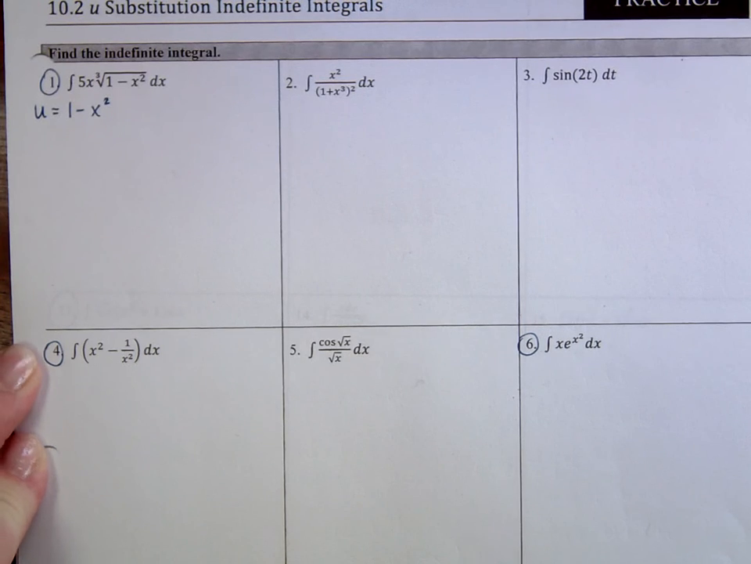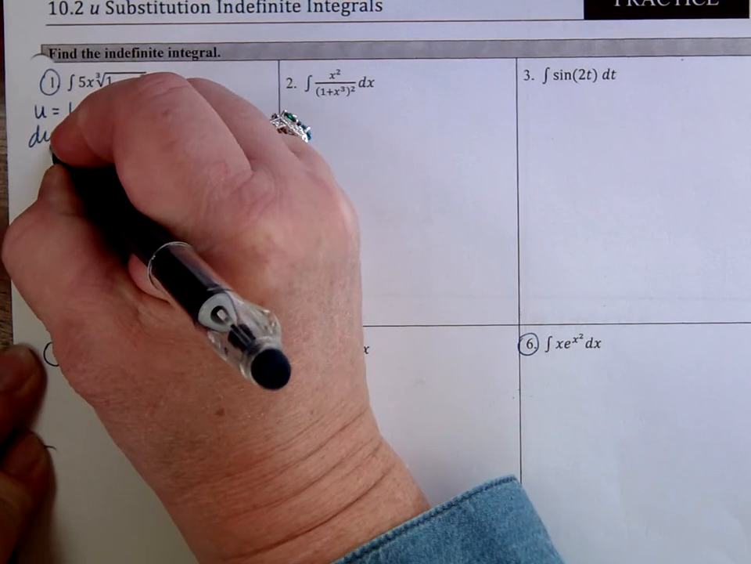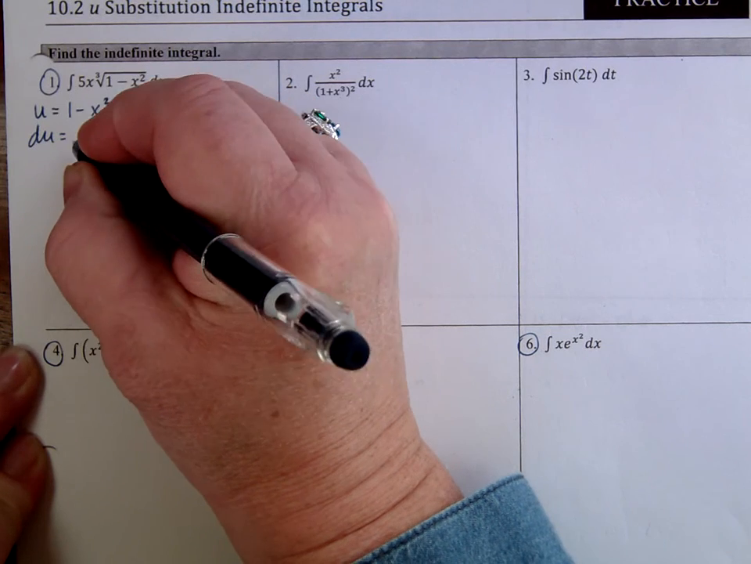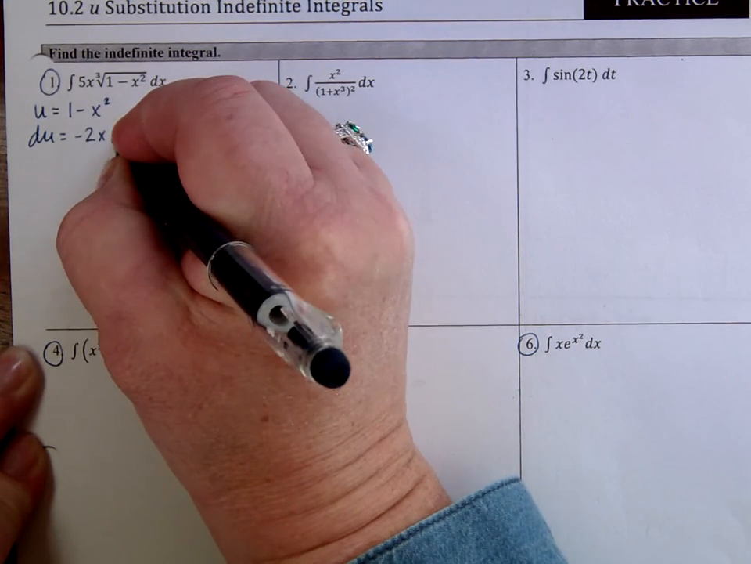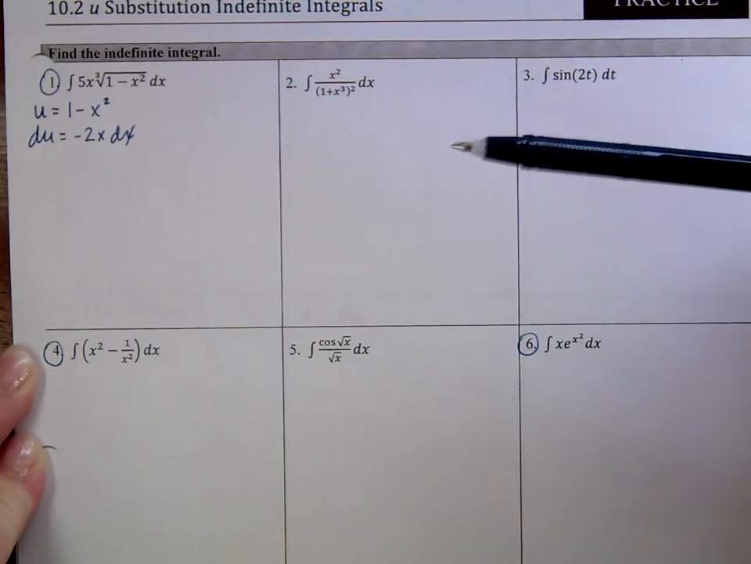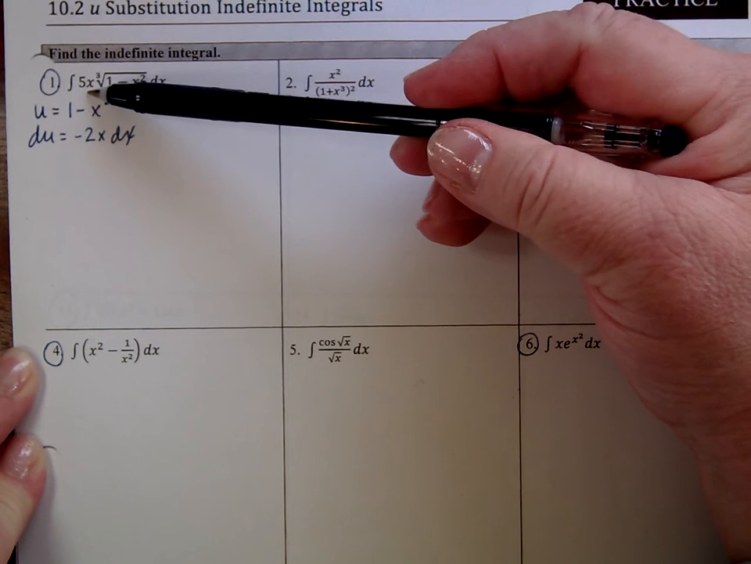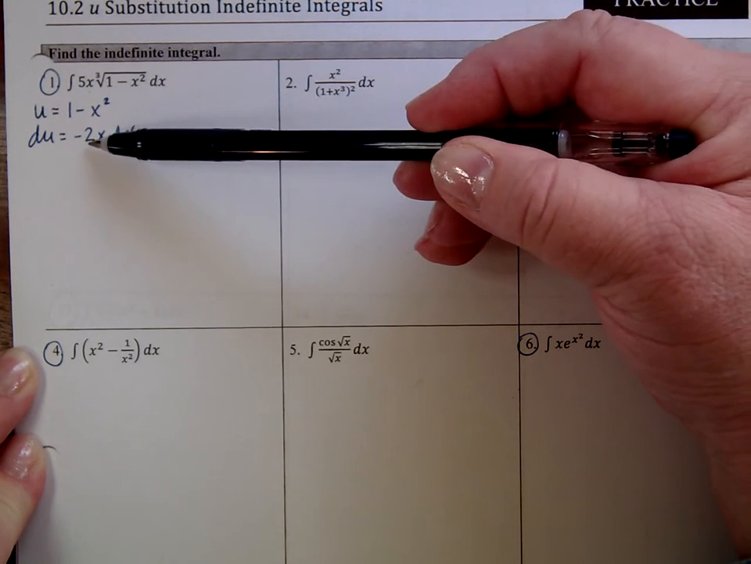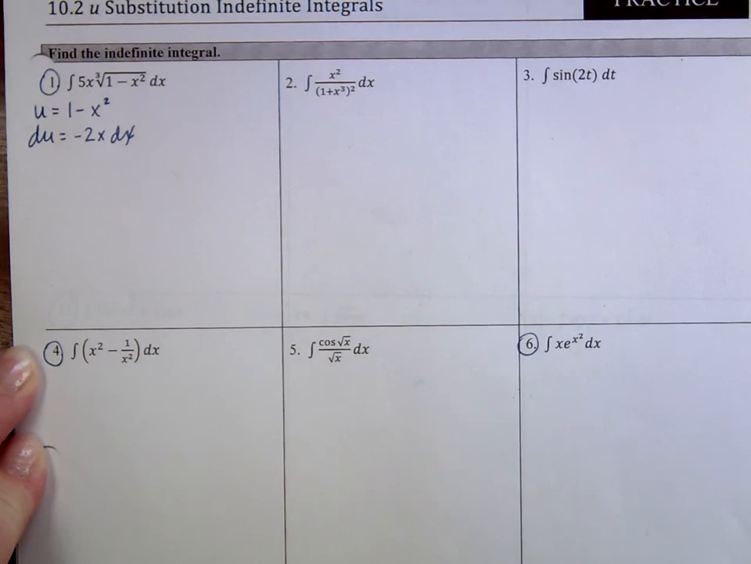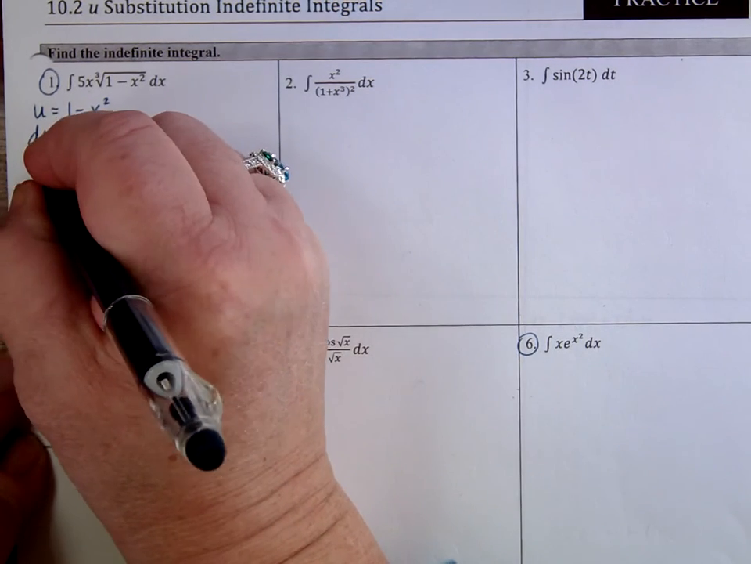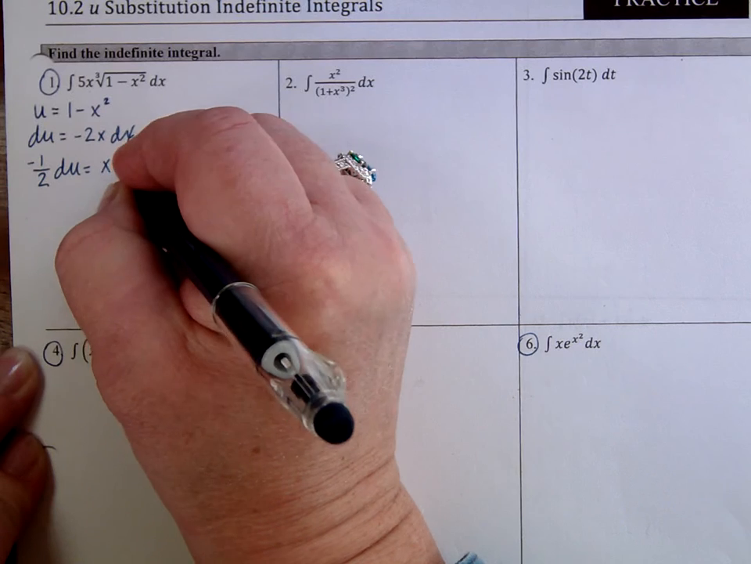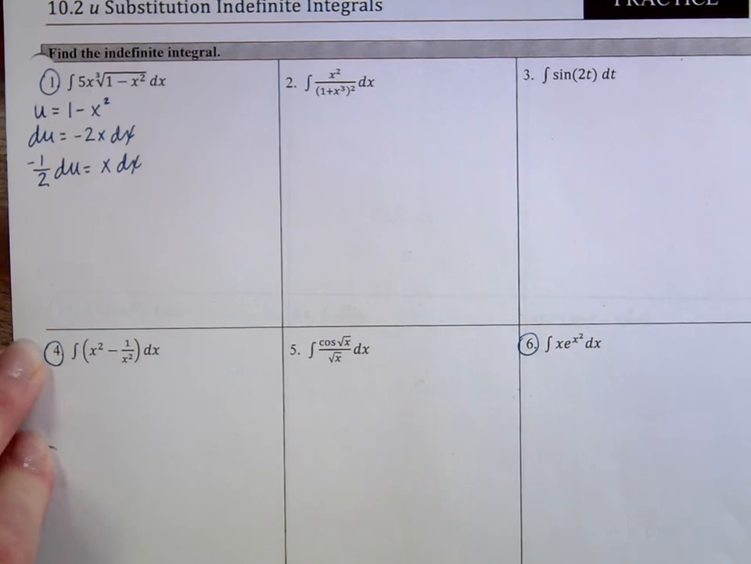And then you want to take the derivative of that. So du is going to equal negative 2x dx. And then I look at what I have up here. I have an x and I have a dx. That's cool. I've got an x and a dx. I don't want that negative 2 there. That's in the way. So I'm going to divide that on the other side and make it a negative 1/2 du is what x dx equals. And that's going to help me when I go to do the substitution.